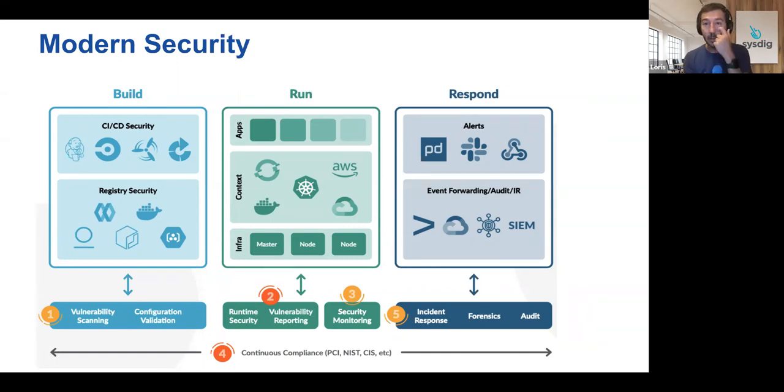Vulnerability reporting and security monitoring, which is a new area, are extremely important as well, because they're part of a feedback loop that allows us to maintain and manage the application as it runs, but also to inform the stages of the CI/CD pipeline. A very important area that is very often forgotten when crafting the proper approach to container security is the respond area.